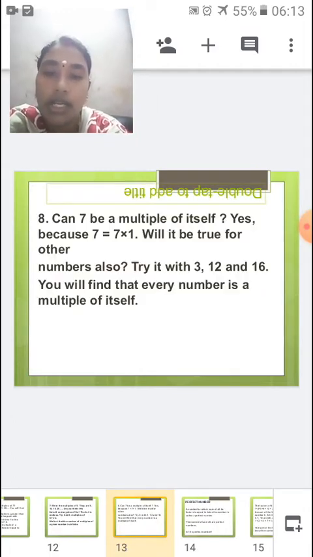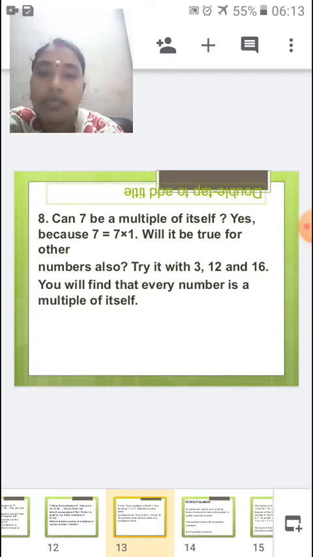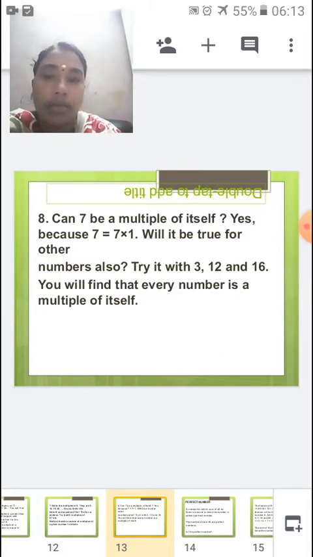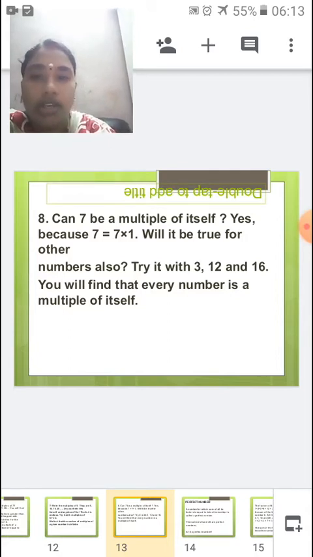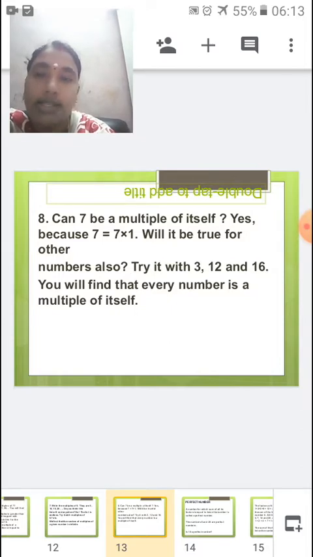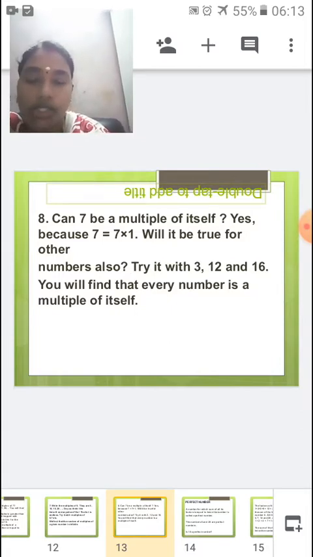So multiples are nothing but the numbers which come in terms of the given number. For example, let me take the multiples of 7. When you say it is a multiple of 7, it gets multiplied by 7 to the given number. Okay, for example, the multiples of 7 will be 7, 14, 21, 28. That is in terms of the multiplication table.